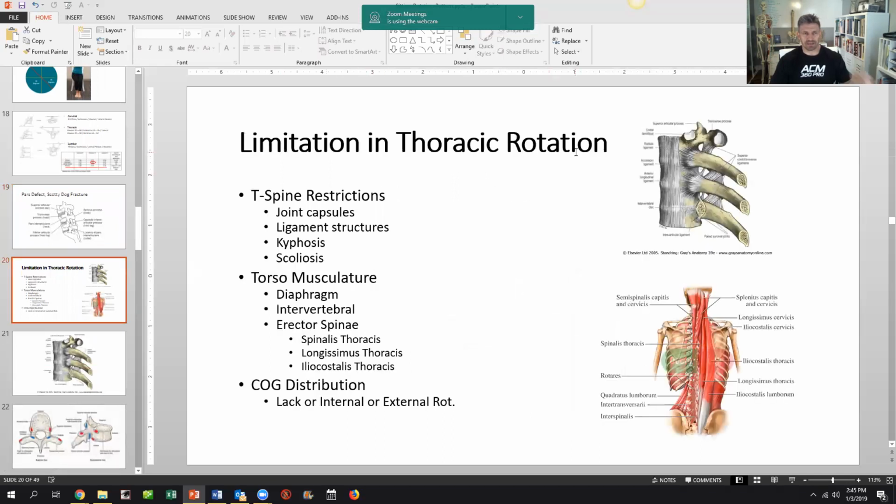Limitations in thoracic rotation, and gosh, this could be a subject in itself for an hour, but we have to look at it in two ways. You have all the ligament structure that supports the spinal column, which is tremendous. Add to the thoracic spine the rib cage attachment. You've got 12 vertebrae that have ribs attached that connect in the front and in the back, obviously to support and protect the vital organs, your heart and lungs. That also creates some limitation as well.